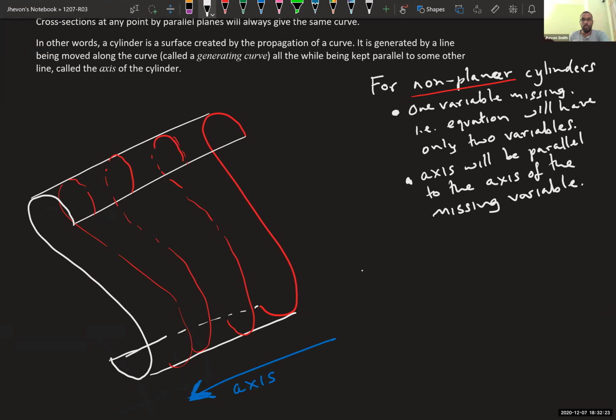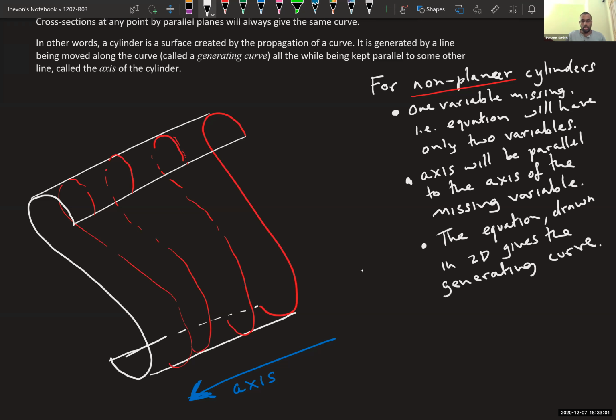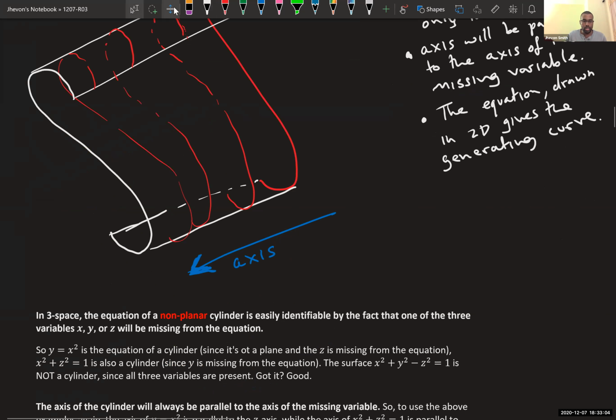That's the next thing. I guess a third thing that would be helpful for you to realize is that the equation drawn in 2D gives the generating curve. Okay, so that is an example of a cylinder.